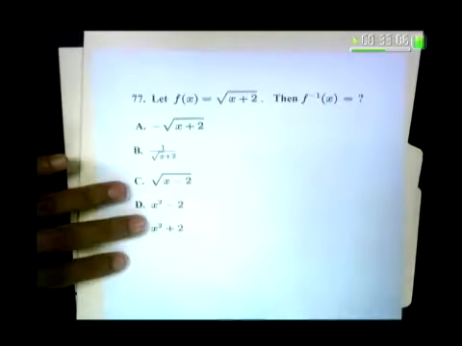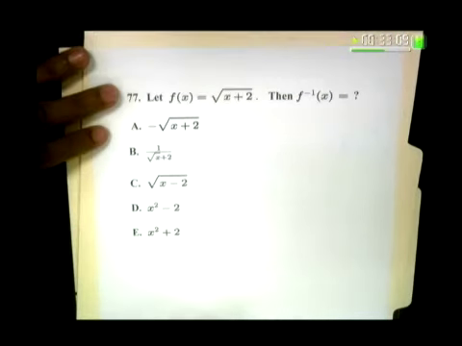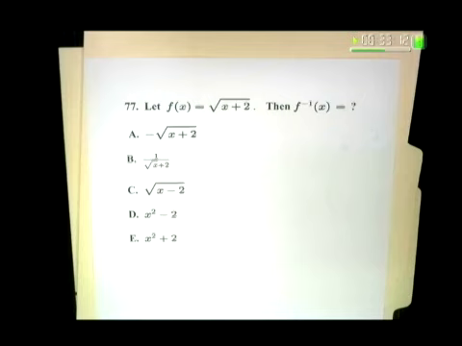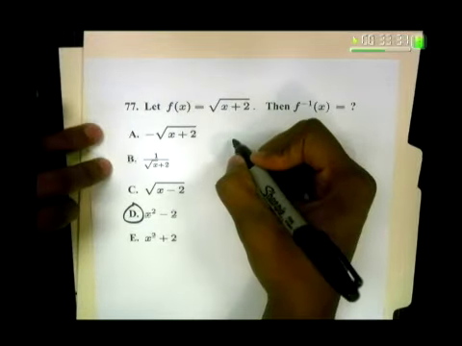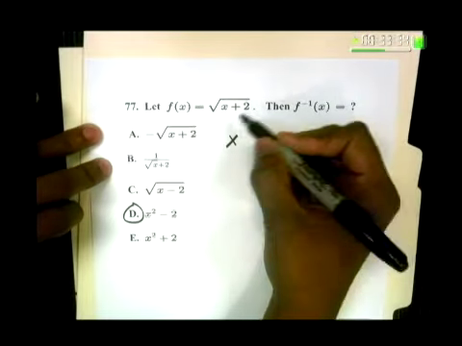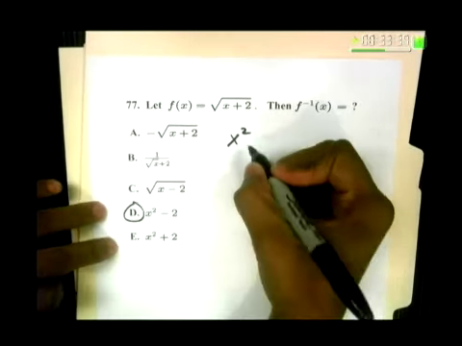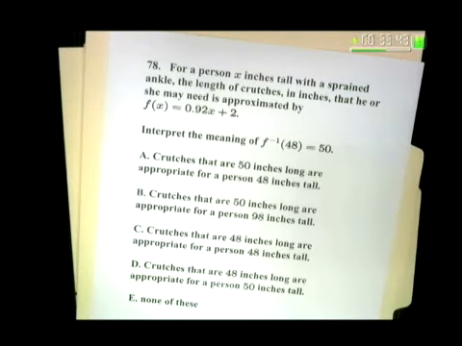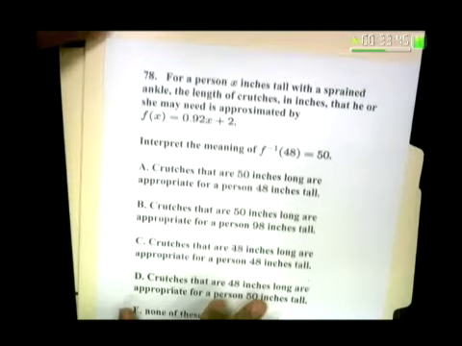All right, so 77. In this case, you're taking x, adding 2, and then taking the square root. So to undo that, what would be the first thing that you would do? Square it, and then subtract 2. Right. So you're always thinking about undoing the last thing first. Undoing the square root is squaring it, and then subtract 2.